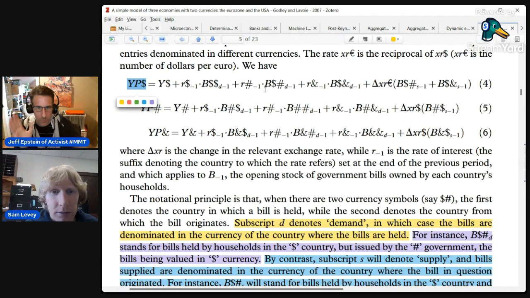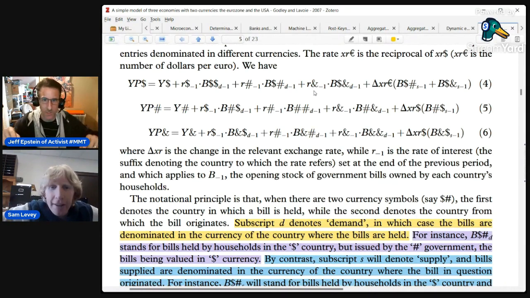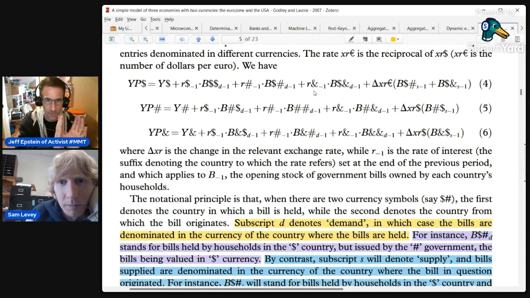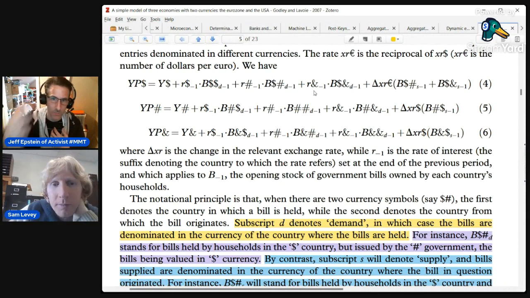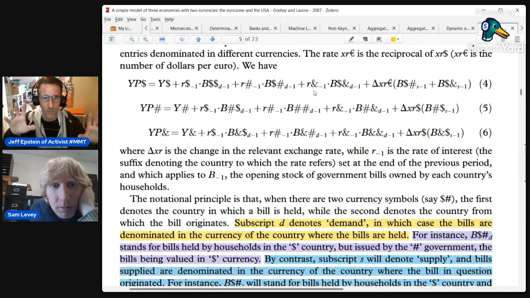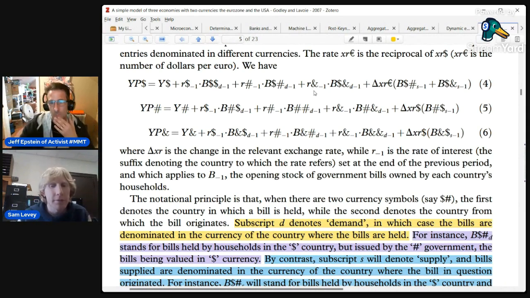Okay. So we're referring to the same things here. These bonds are the same ones. So the D is simply, we're looking at these bonds owned by the United States, issued by the hashtag country, but we're simply looking at the demand, which is the dollar value of those bonds. And the S is simply, we're looking at those same bonds from the other currency point of view. That's all it is. Yeah. Okay. All right. That makes sense.